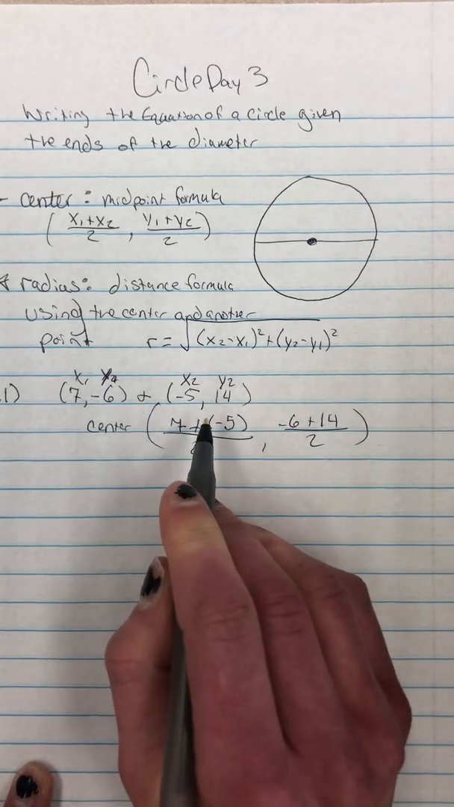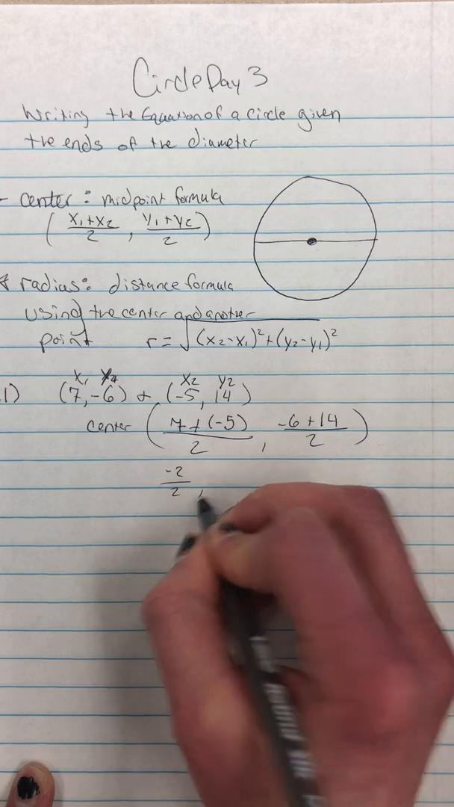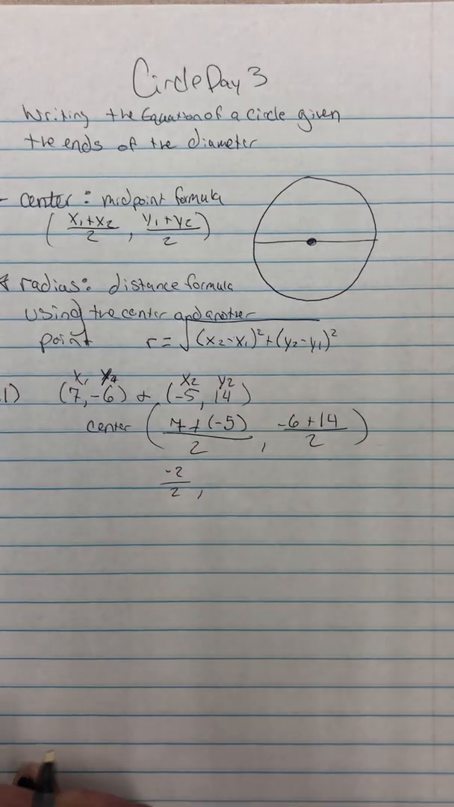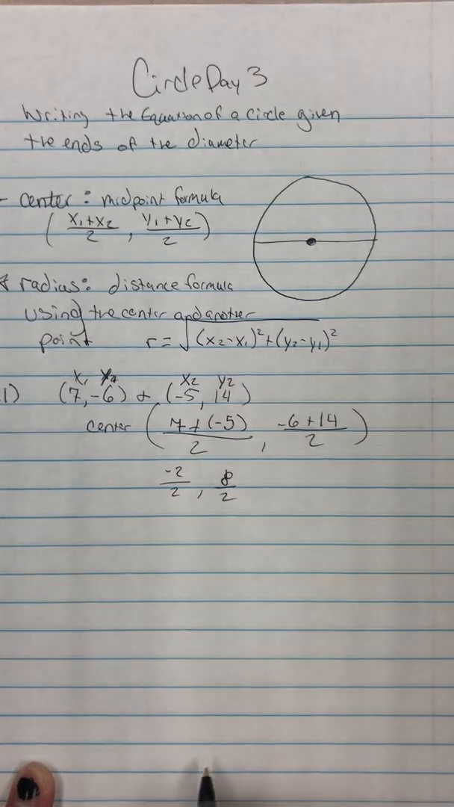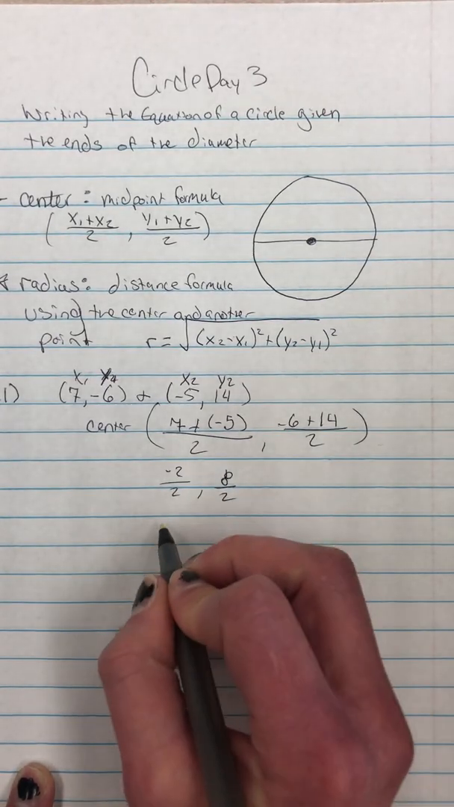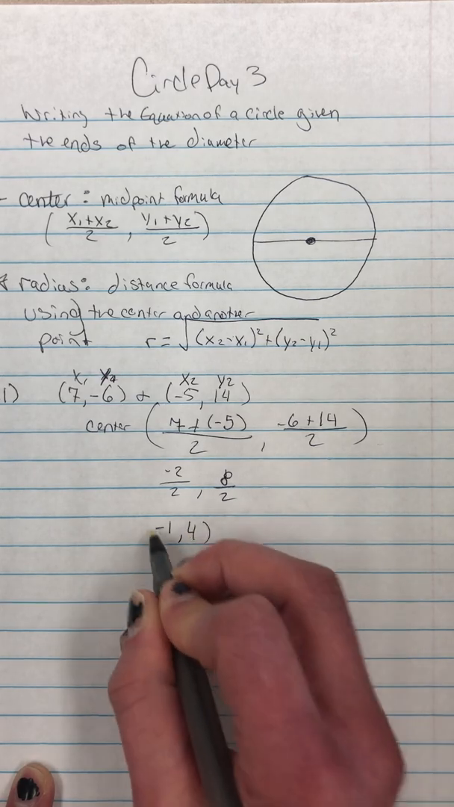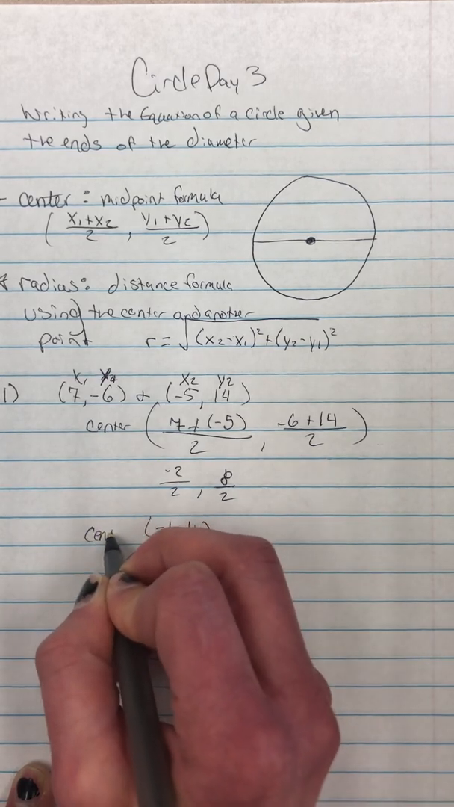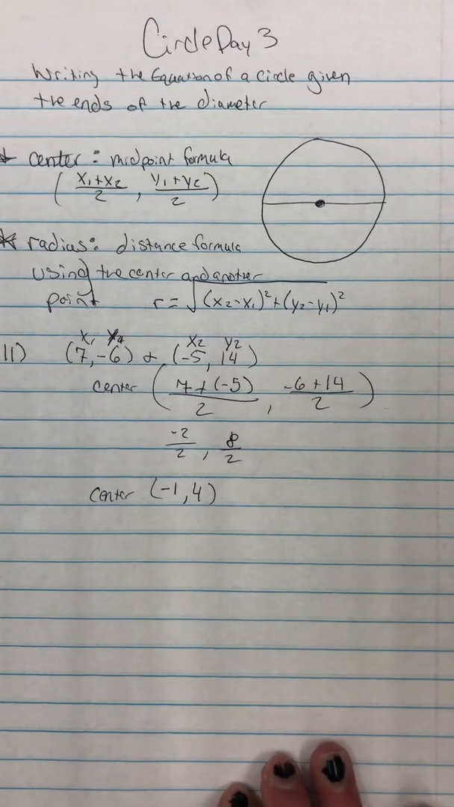Well, 7 plus -5 is the same as 7 minus 5, or -2. -6 plus 14 is going to be 8. -2 over 2 is -1, and 8 divided by 2 is 4. This is our center, (-1, 4). We still need to find the radius in order to write our equation.